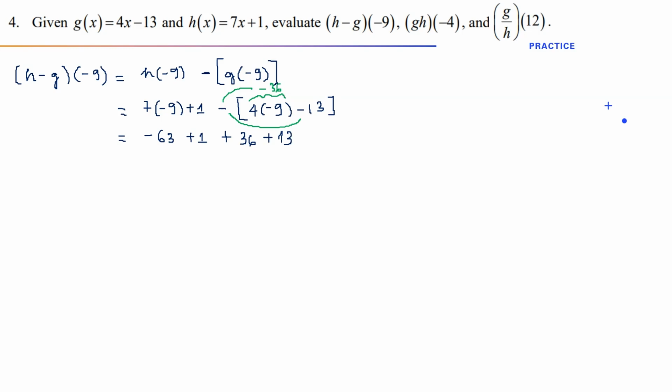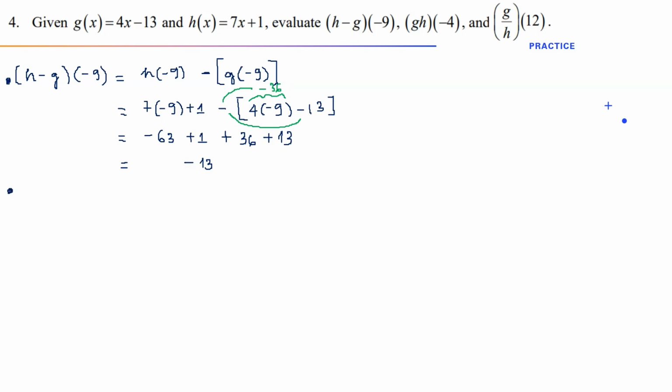Alright, so we have negative 63 plus 13, that will be negative 50. Negative 50 plus 36 is negative 14. Plus 1 is negative 13. Okay, so that's the first one.